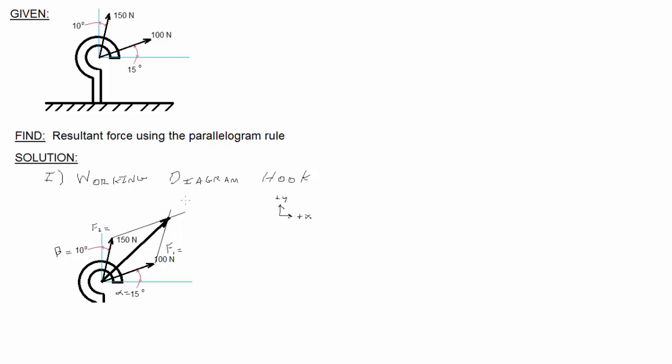Although you can call the resultant force anything you want, it's a variable, I tend to call it FR for resultant force. Now, in addition, there's a couple additional angles that we need to solve for. In order to solve this problem, I will need to know the angle that I will call gamma. Gamma is right here between F1 and F2.